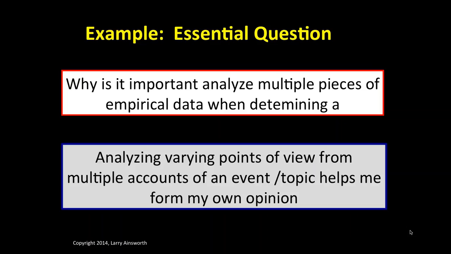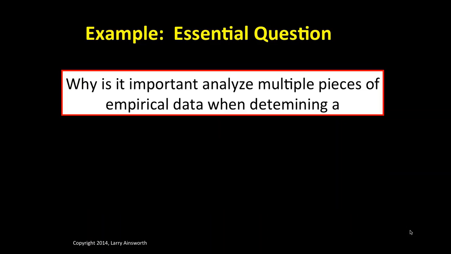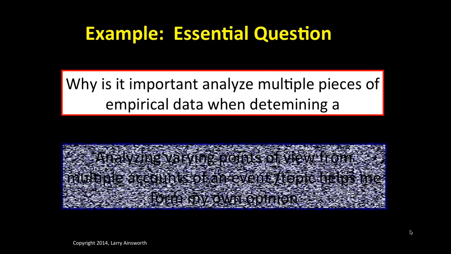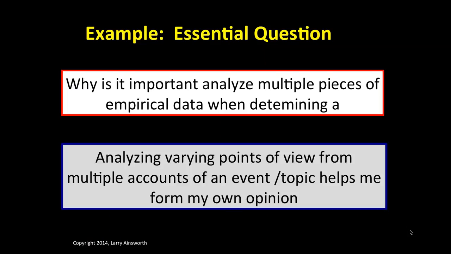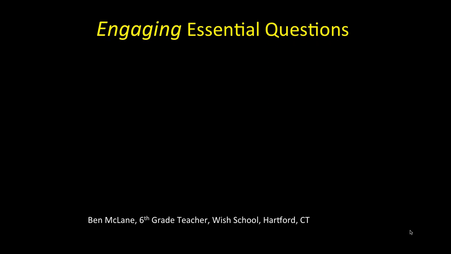So what's in red is our essential question. What's in blue is our big idea. So our essential question: why is it important to analyze multiple pieces of empirical data when determining a central idea and determining an opinion? Actually, I think that one got cut off, and I apologize for that. Then you see the big idea here: analyzing varying points of view from multiple accounts of an event helps me form my own opinion. So I'm forming my own opinion. It's important to analyze multiple pieces to make that a strong conclusion.